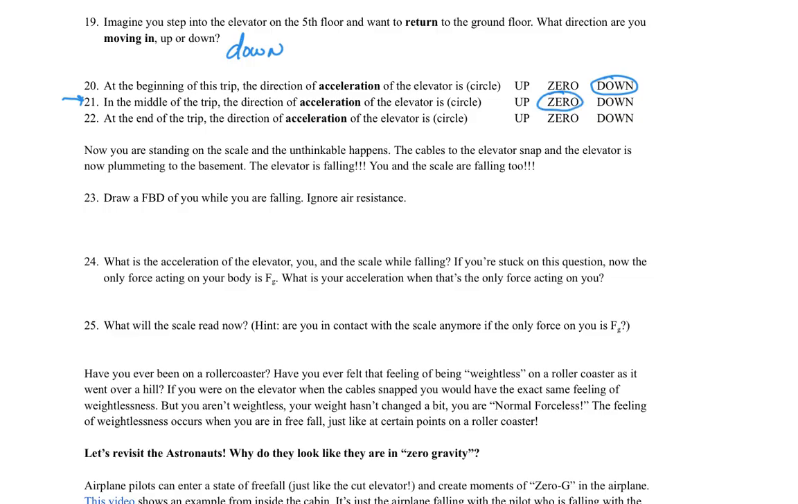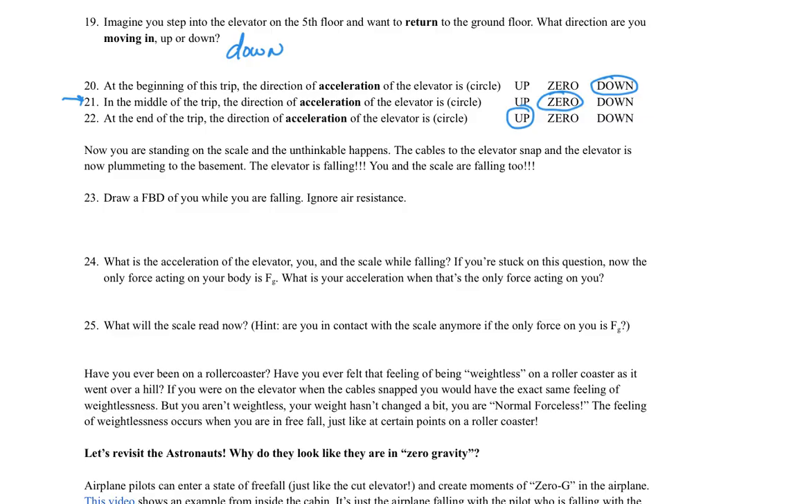As you get closer to the end of the trip, for question number 22, you have to get slower, right? You can't jump out of a moving elevator. So as your velocity continues down, you're getting slower. That means your acceleration has to be up. So think about which forces will be greater in each of these cases.